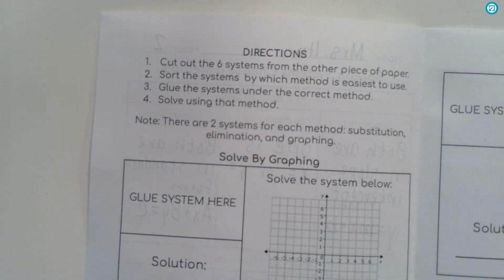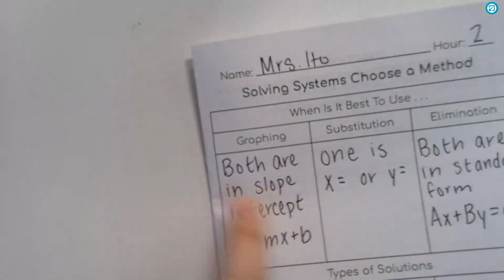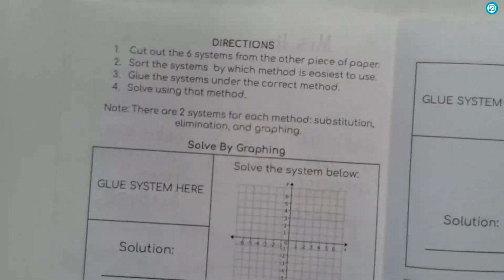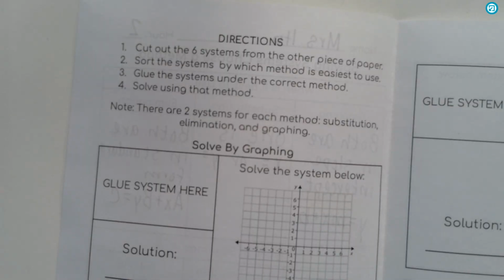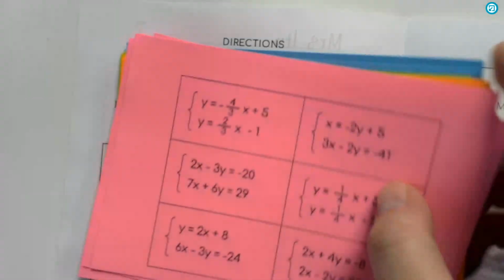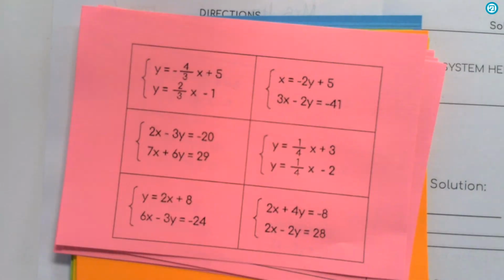That's why you have scissors. You are going to sort the systems by which method you think would be the best to solve them. And then you are going to glue them under the correct method and solve using that method. So use the first thing we wrote down here to pick which method is going to work best. There's 2 for each.